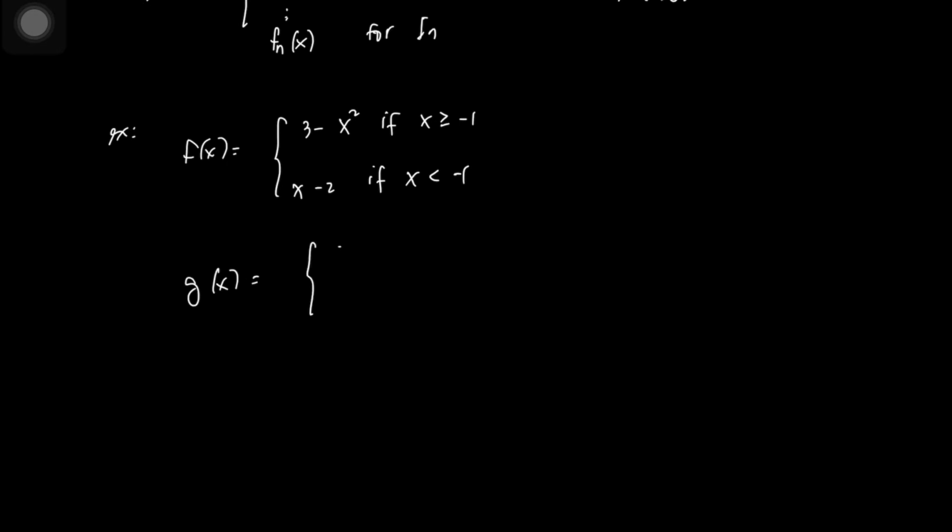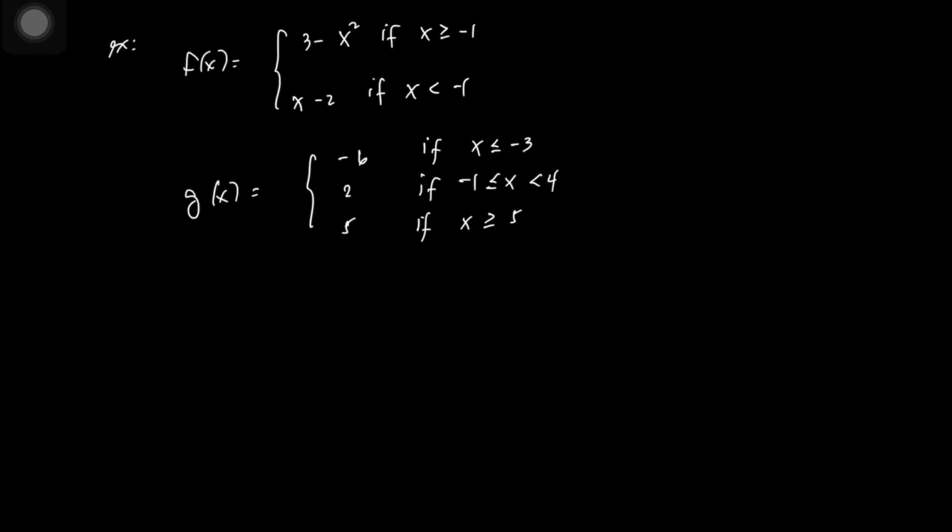Also, if we have g of x is equal to -6 if x is less than or equal to -3, 2 if x is between -1 and 4, but -1 is included and 4 is not, 5 if x is greater than or equal to 5, is another example of a piecewise defined function.